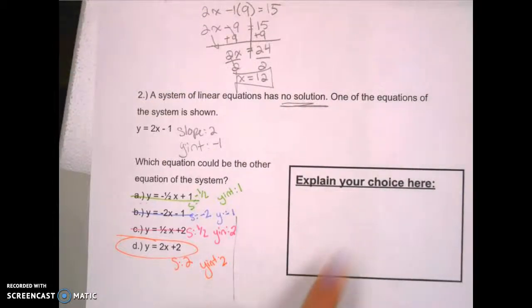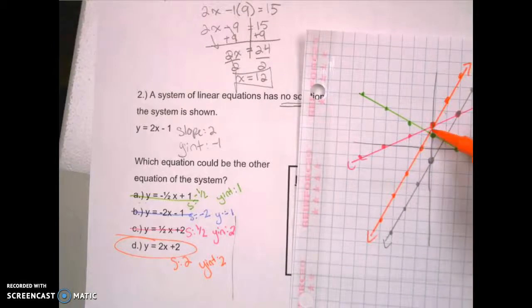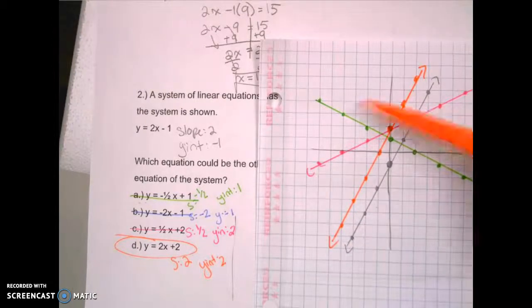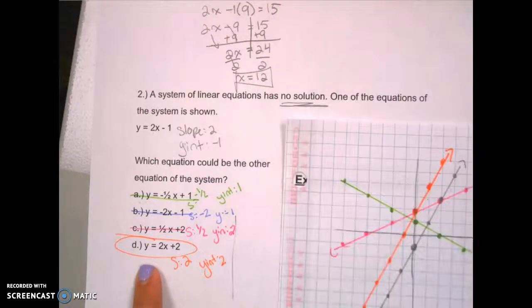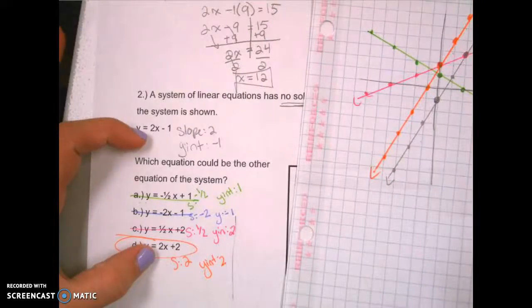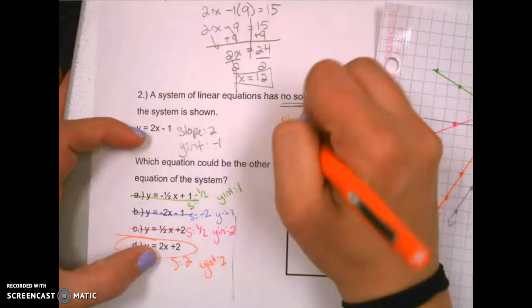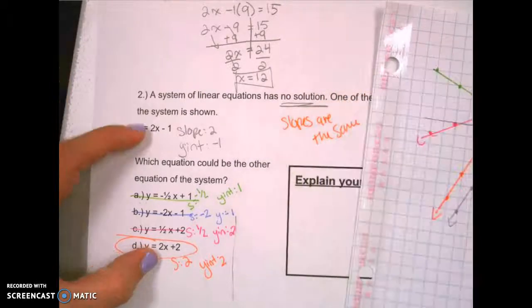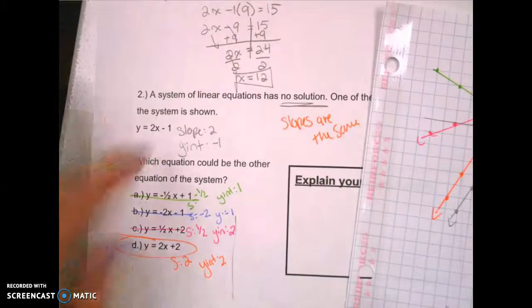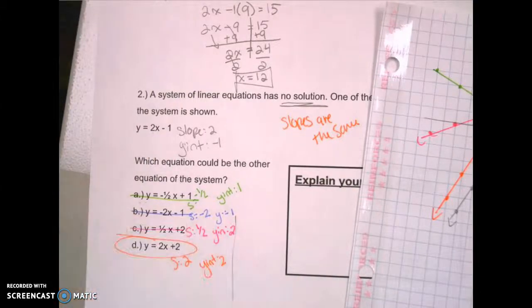And I have to explain why I chose it. Well, look, all the other ones intersected, right? All the other lines intersected our main line. So D was the only one that did not hit our line. Okay? So another thing you can look at, look, when it's no solution, the slopes are the same. But the y-intercepts have to be different. Because look, these were kind of the same, but the y-intercept was the same. So same slope for no solution.